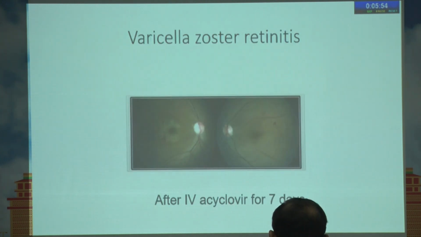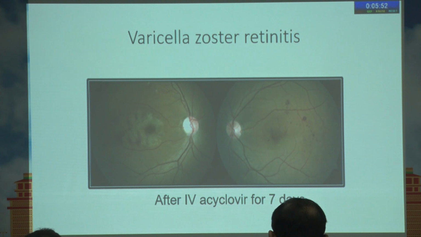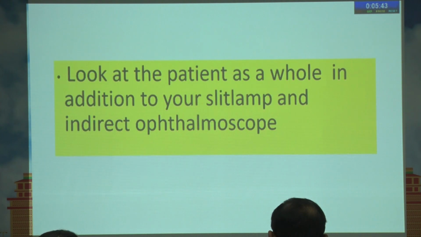And the patient responded with a course of intravenous acyclovir for 7 days. You can see that the right eye lesions have markedly regressed and the left eye is almost gone. So look at the patient as a whole, in addition to the slit lamp and indirect ophthalmoscope in a room light on, is quite important in uveitis.